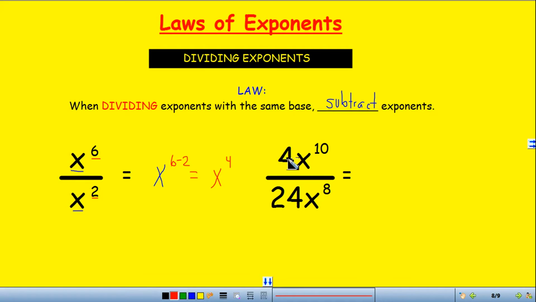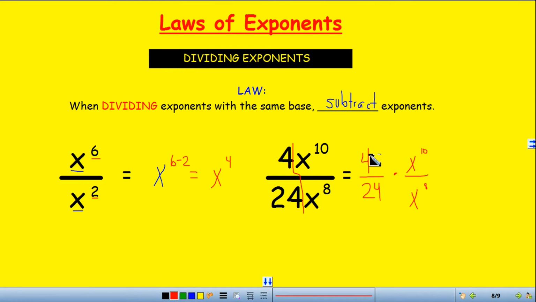Now, our next example, we're dividing. We have 4 and we have 24. So 4 is in our numerator, 24 is in our denominator. Neither one of these has an exponent, but we do have here an exponent of 10 with our base of x and an exponent of 8 with our base of x here. So what I'm going to do is separate these two, although they're not separated, but since this is 4 times x to the 10th power, I can just bring that coefficient out. And I have 4 divided by 24. And then I also have x to the power of 10 divided by x to the power of 8. Okay, so all I did was separate the two.